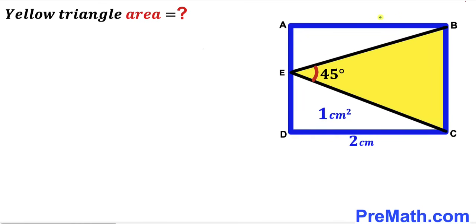In this video, we have this yellow shaded triangle BEC fully confined in this blue rectangle ABCD, as you can see in the given diagram, such that this angle BEC is 45 degrees. Moreover, the area of this right triangle CDE has been given to us as 1 centimeter square, and the side length CD is 2 centimeters. Our task is to calculate the area of this yellow shaded triangle BEC.